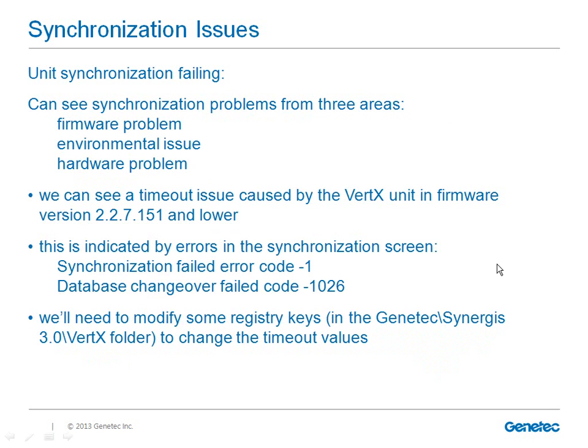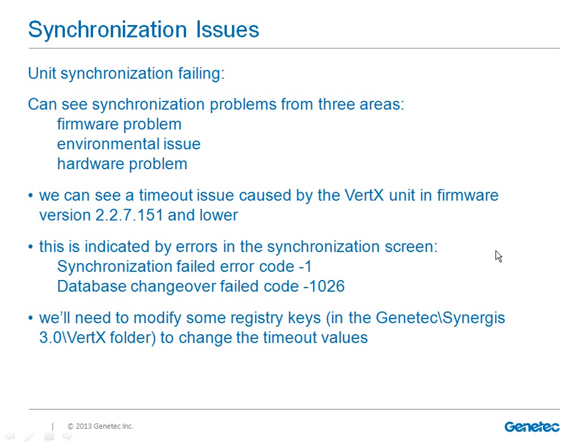There's a few other things that we can check when we're having synchronization issues. You might see problems that stem from 3 areas. Might be a problem with the firmware, it could be an environmental issue, or it could be a hardware problem as well. Now sometimes we can see a timeout issue caused by the Vertex unit if we're on firmware version 2.2.7.151 and below.